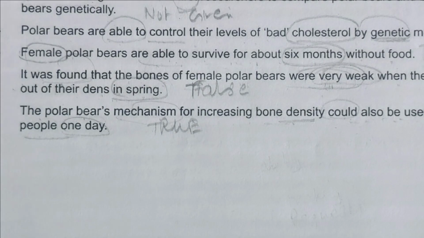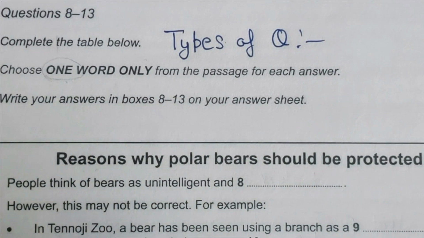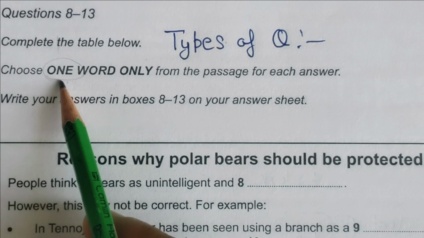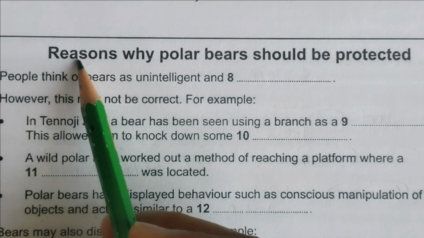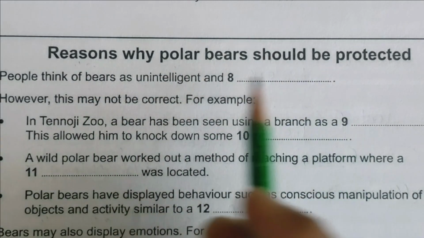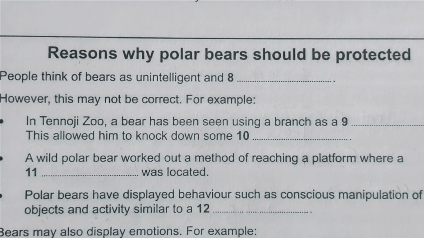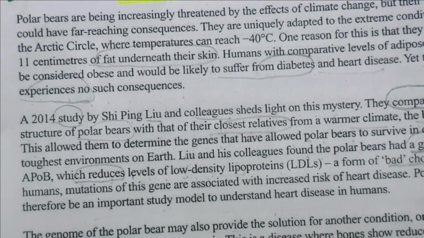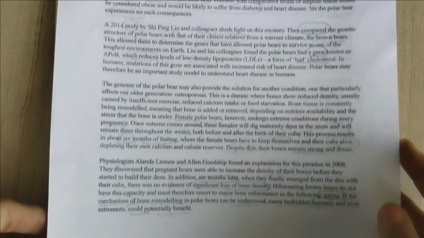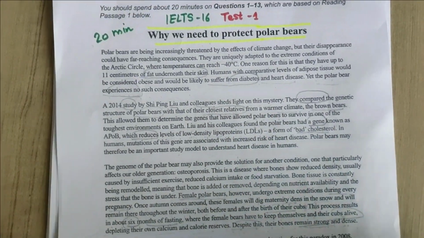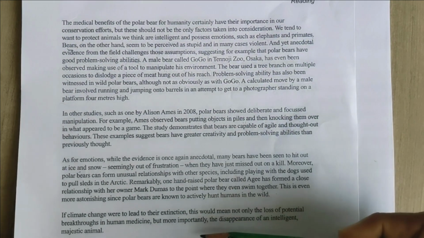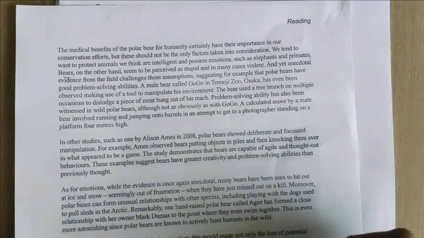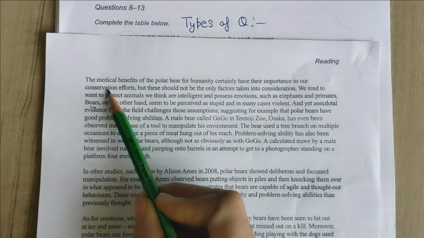Now let's move on to the next question. So next question is complete the table below. Instructions are one word only. So find it. This is the title, reasons why polar bear should be protected. Of course, now you look at my reading. So the whole page I have covered with true, false, not given, and I would be shifting to another part of the passage. You can just look at this. So I will be starting from here.